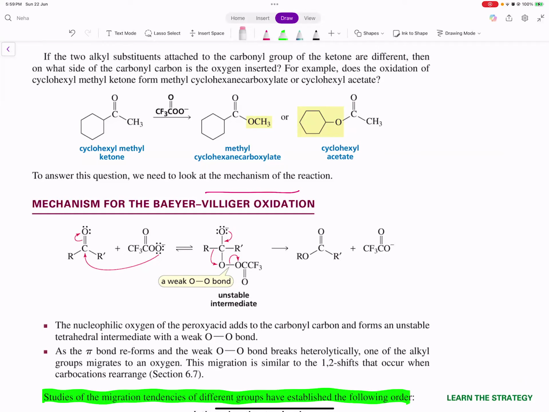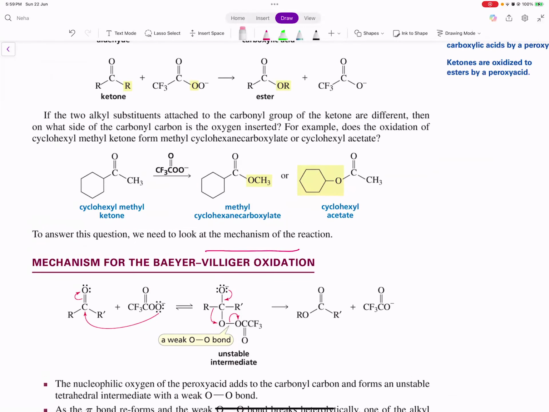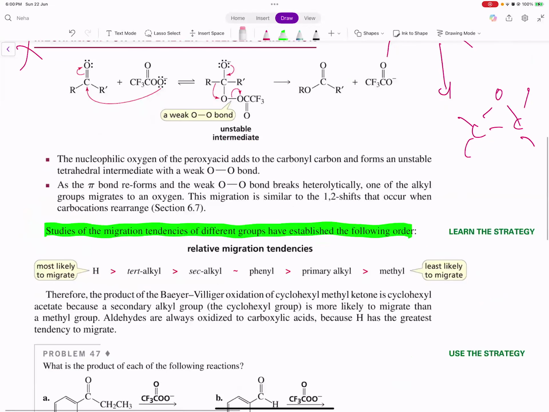In the final product, where is the OR coming from? We know that a peroxy acid is going to supply oxygen. Remember epoxidation for alkenes? Peroxy acid simply gives O. So here also it is just functioning, supplying oxygen. Now the question is on which side? Whichever is easy to migrate. Okay, got it? Yeah, got it.